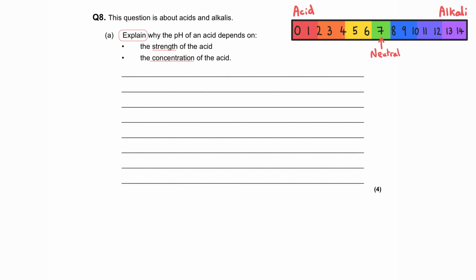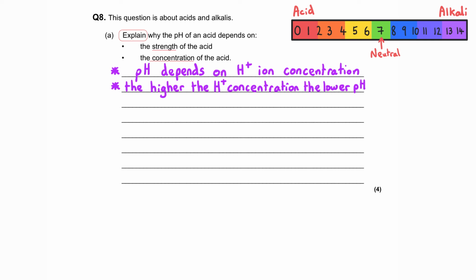And the pH value depends on the hydrogen ion concentration. And the higher the hydrogen ion concentration, the lower the pH will be, and the further to the left we will move. And in fact, it's a logarithmic scale, which means every pH value change of 1 is actually a 10 times greater hydrogen ion concentration. But that's probably a bit deeper than we need to go for this question. This question is asking us about the strength of the acid and the concentration of the acid.